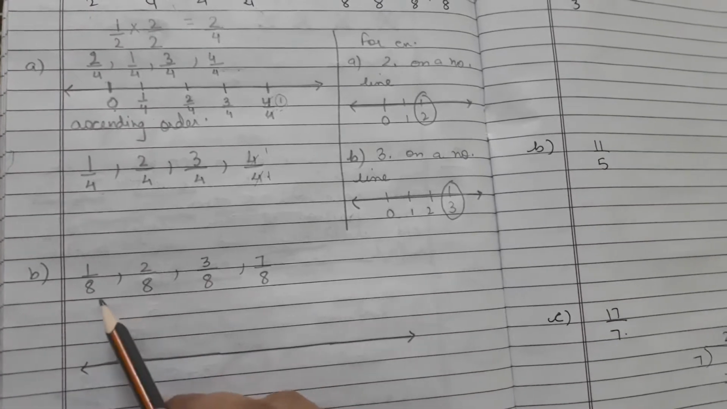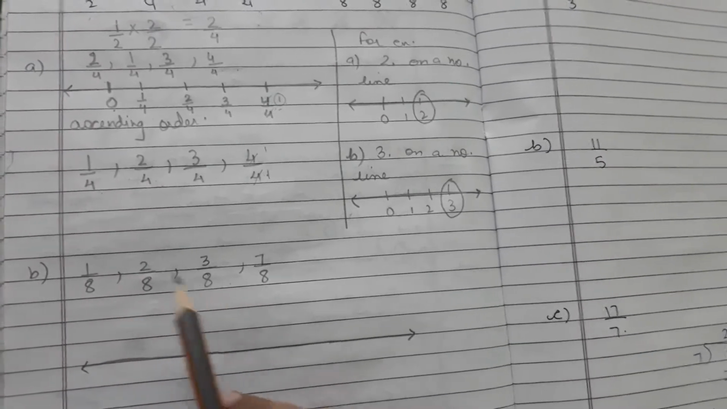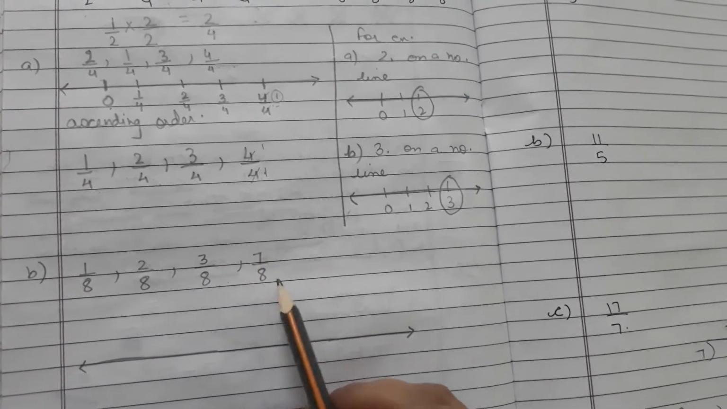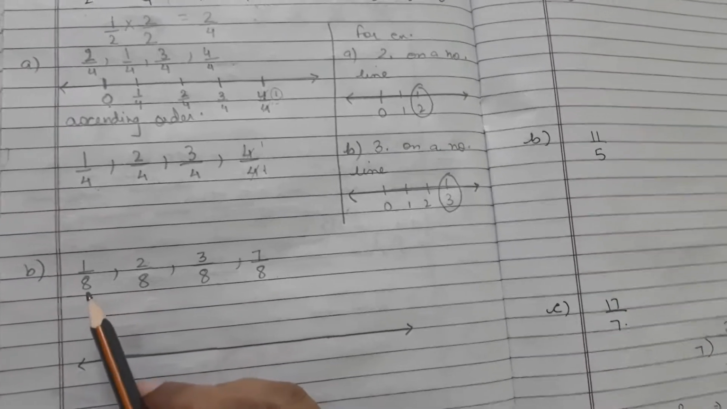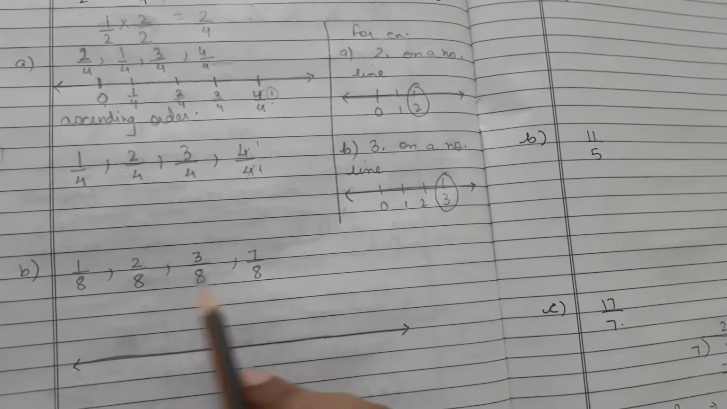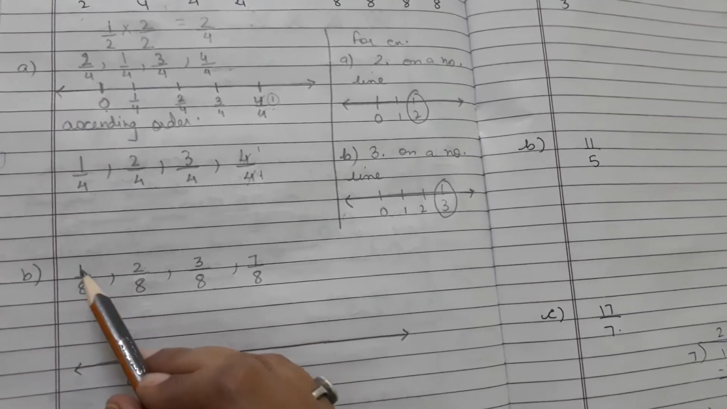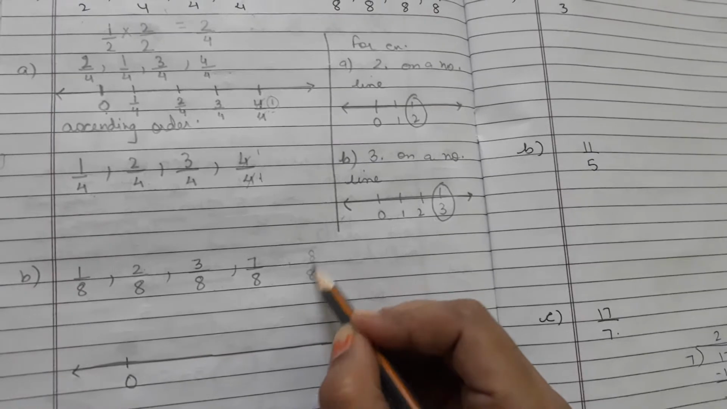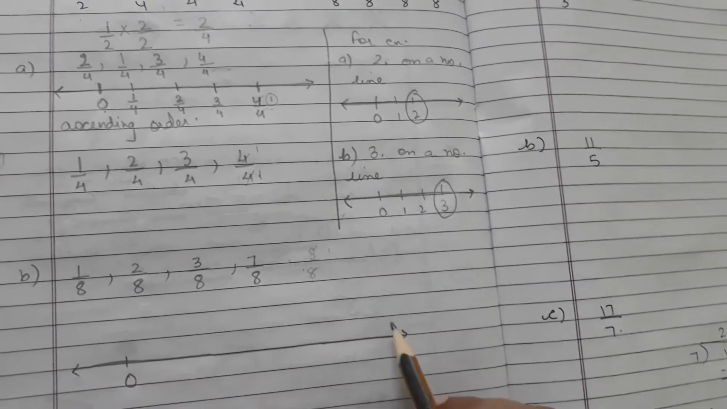Similarly, we will do our B part. Here the numbers are already arranged in ascending order: 1 by 8, 2 by 8, 3 by 8, 7 by 8. So we don't have any need to arrange them further. Secondly, we have to see where these numbers lie on a number line. It will be from 0, yes, and 1 by 8 is greater than 0. There is no 8 by 8, which would be 1. So all these fractions lie between 0 and 1.